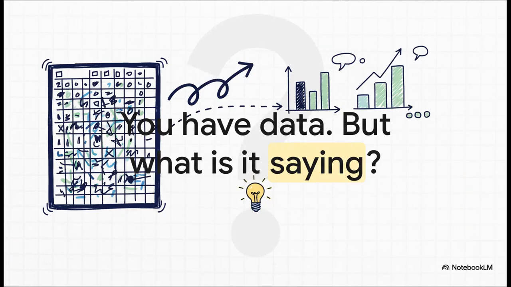So picture this. You're staring at a spreadsheet just packed with numbers, right? Columns and rows as far as the eye can see. It might be totally accurate, but let's be honest, right now it's just noise. How do you get from that wall of text to a real insight? How do you find the story that the data is trying to tell you?